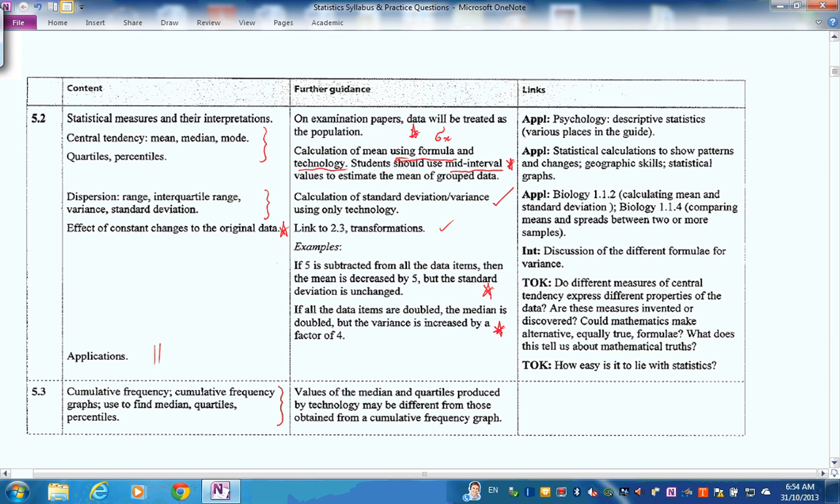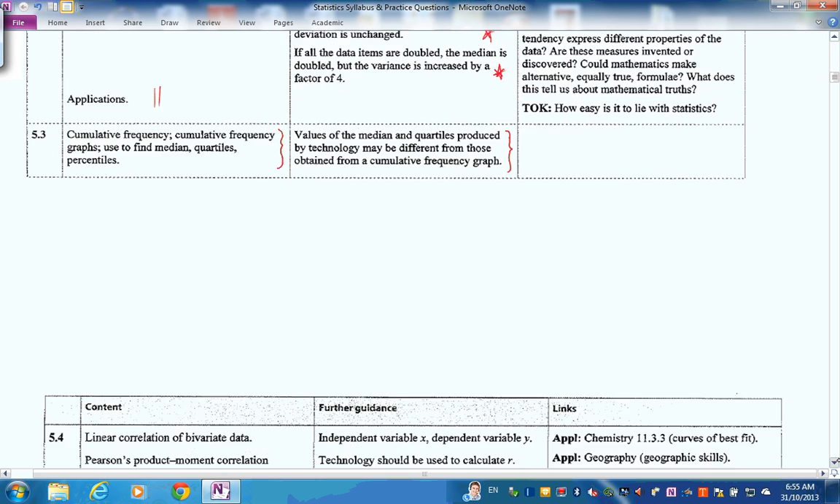Cumulative frequency graph used to find median, quartiles, percentiles. Okay. Values produced by technology may be different from those obtained from a cumulative frequency graph. We talked about that to some extent. Because with the cumulative frequency graph, you've lost the original data and you're drawing a curve by hand. There's lots of aspects there that are prone to error. Okay. Are you happy with this? You remember all this stuff?